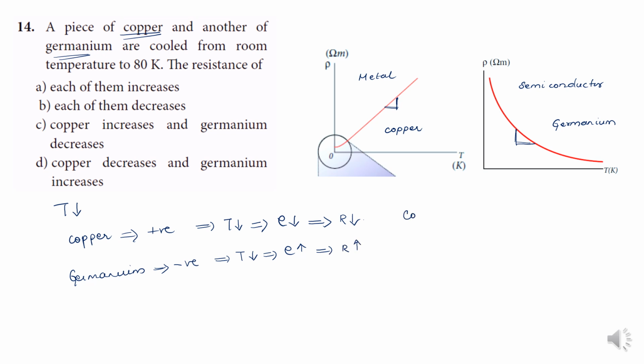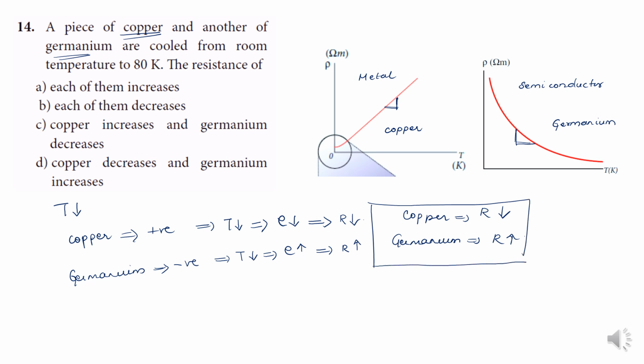If rho increases, R increases. So for copper, R decreases. For germanium, R increases. So the right option for question number 14 is option D. For copper it decreases and for germanium it increases.